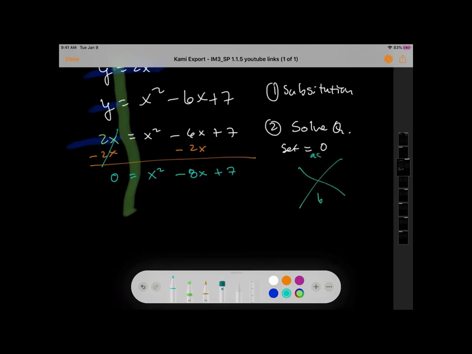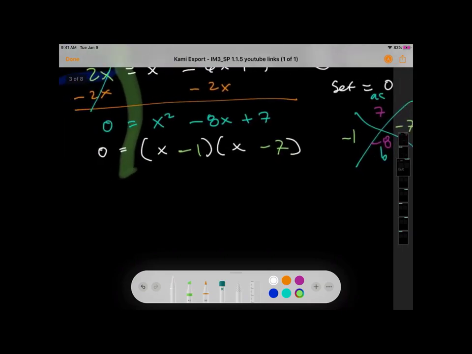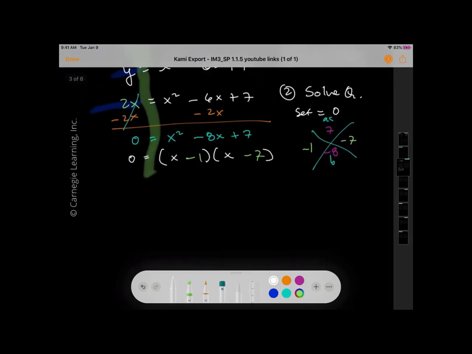A times c and the b value. So a times c is 7, and my b value is negative 8. I need two numbers that multiply to be positive 7, and I'm thinking of negative 1 and negative 7. Because when you multiply those, it equals positive 7, and you add them together, they equal negative 8. What does that mean for us? 0 equals x minus 1 times x minus 7. Congratulations, you just factored.